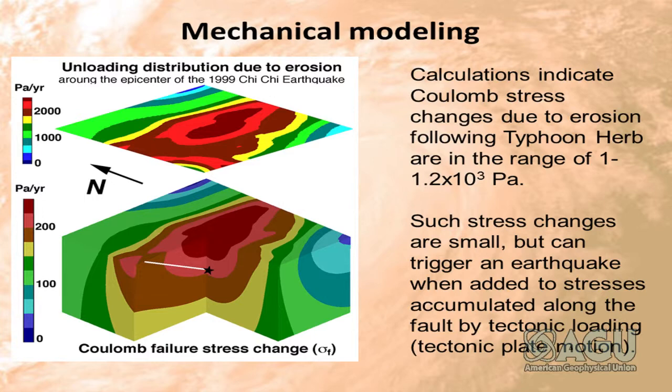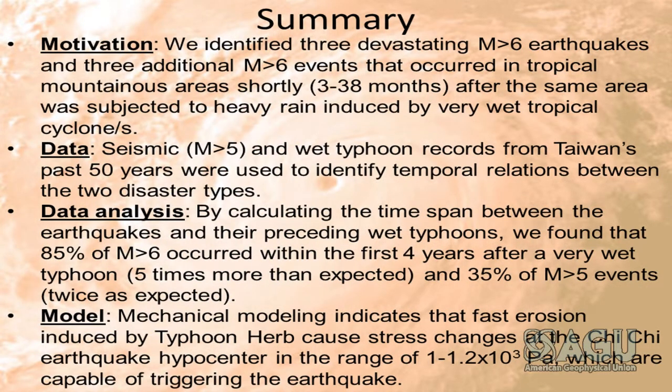So to summarize, our motivation was that we identified 3 devastating earthquakes with magnitude 6 and above, and we then found additional earthquakes that occurred in tropical mountainous areas shortly after the same area was subjected to heavy rain imposed by very wet cyclones, whether typhoons or hurricanes. We used a systematic analysis of data from Taiwan. We looked at magnitude 5 and above earthquakes in the central mountainous area of Taiwan, and we compared them to the record of the wet typhoons from Taiwan.